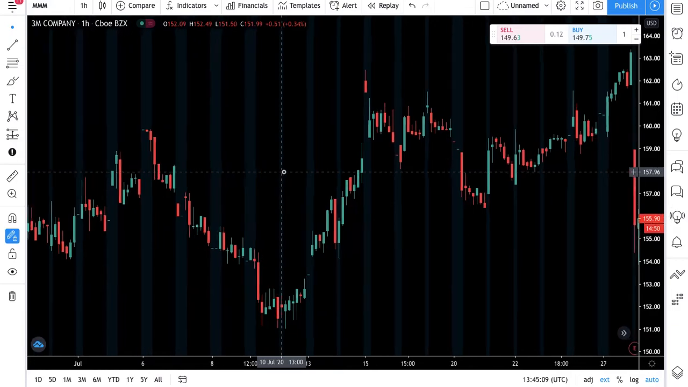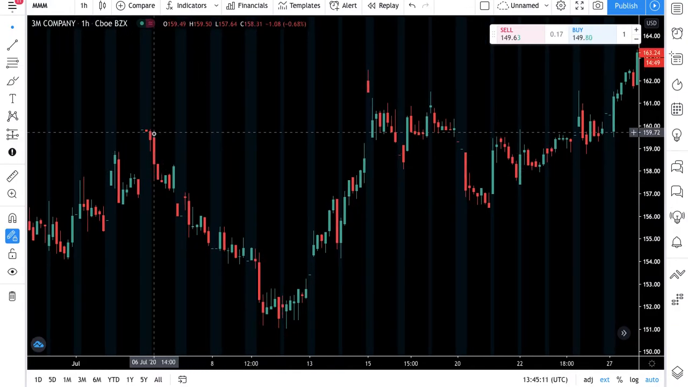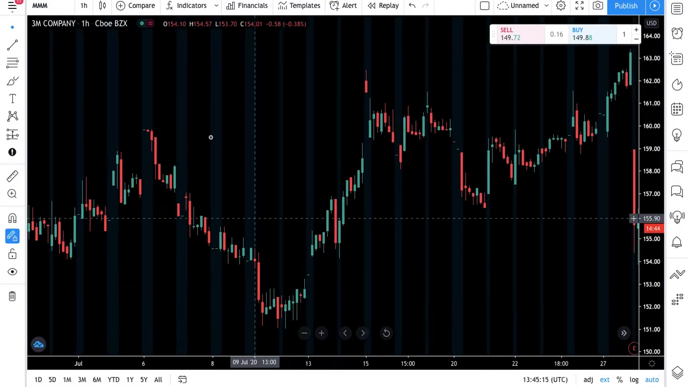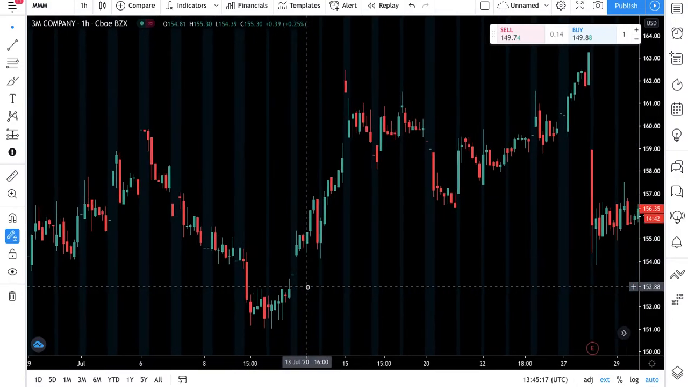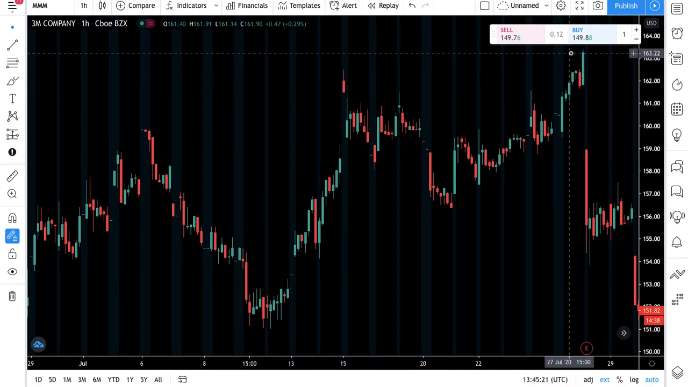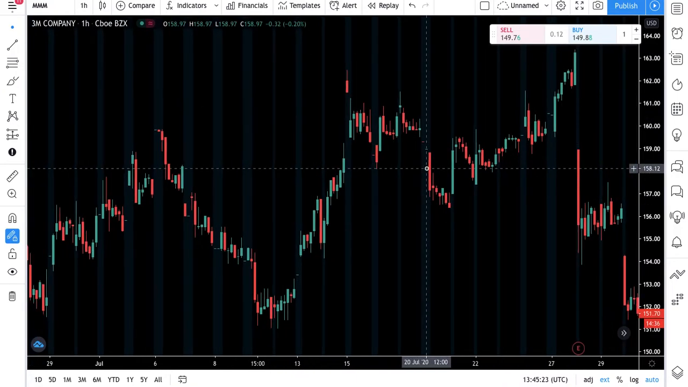And if we would have been able to identify this short bearish trend, we could have encapsulated and made profits of up to anywhere between $10 to $11 per share.